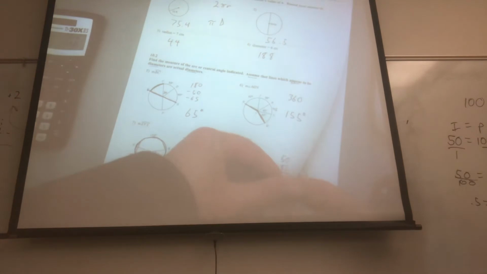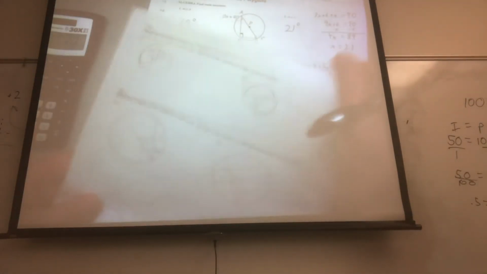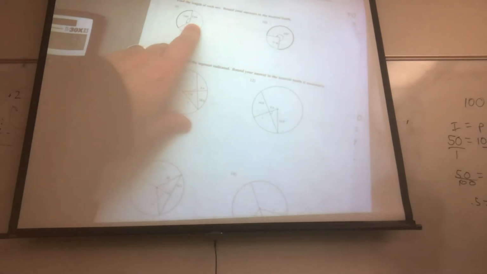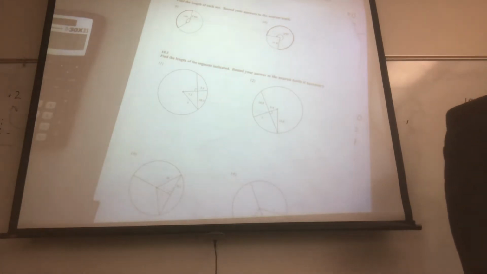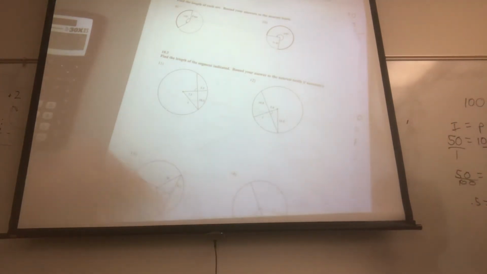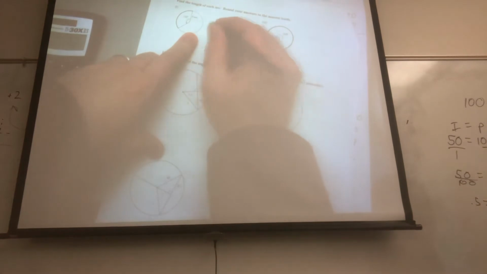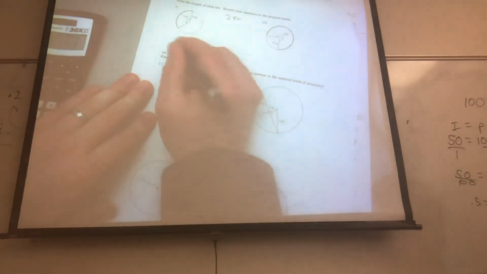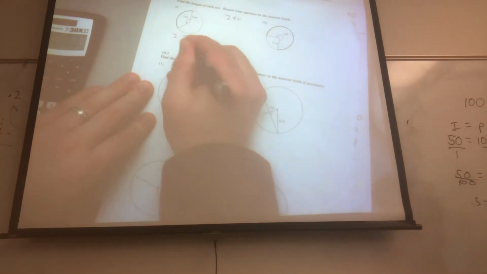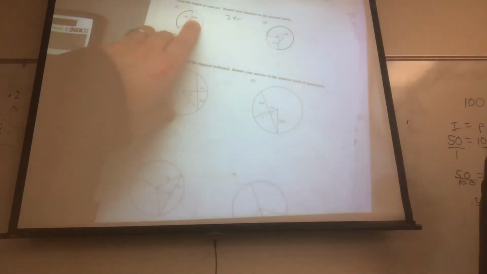Okay, on the next page, find the length of each arc. So this isn't the measure in degrees anymore. This is how long it's going to be as compared to our circumference. Our circumference is 2 times pi times the radius. So we're still doing 2 times pi times, in this case, 5, the radius.